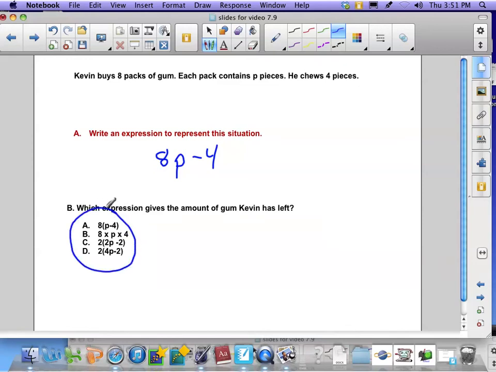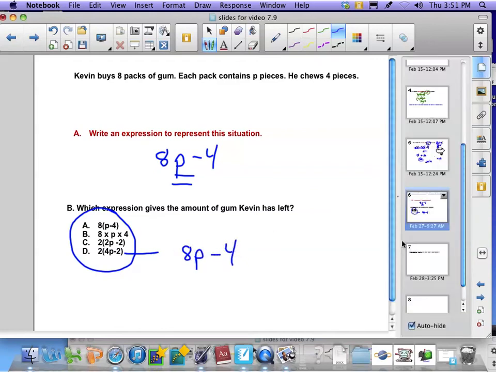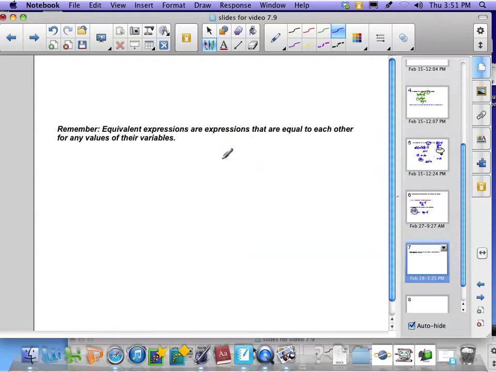None of these expressions match what I have up here. So one of these is an equivalent expression, so I'll have to analyze each expression and see which one is equivalent. 2 times 4p is 8p minus 4. Remember, equivalent expressions are equal to each other for any value of their variables. So if you're not sure if two expressions are equivalent, pick a value for the variable, substitute it, solve, and see if the numbers are equivalent.